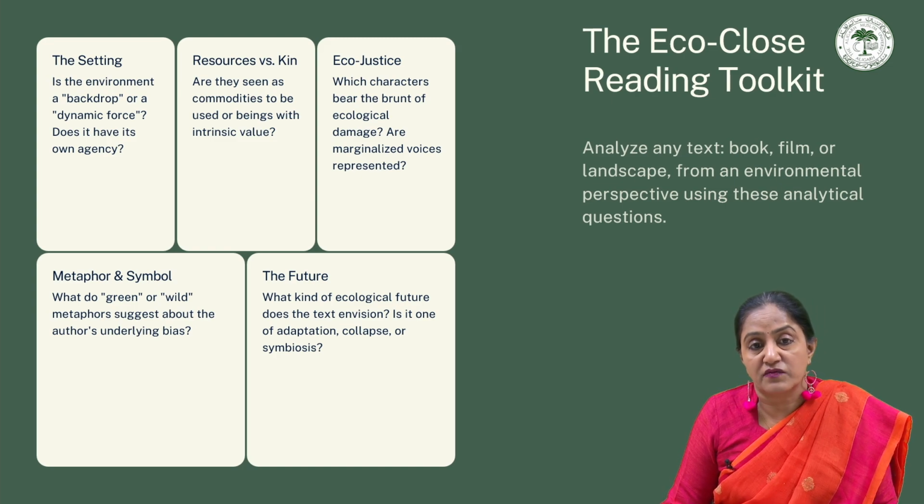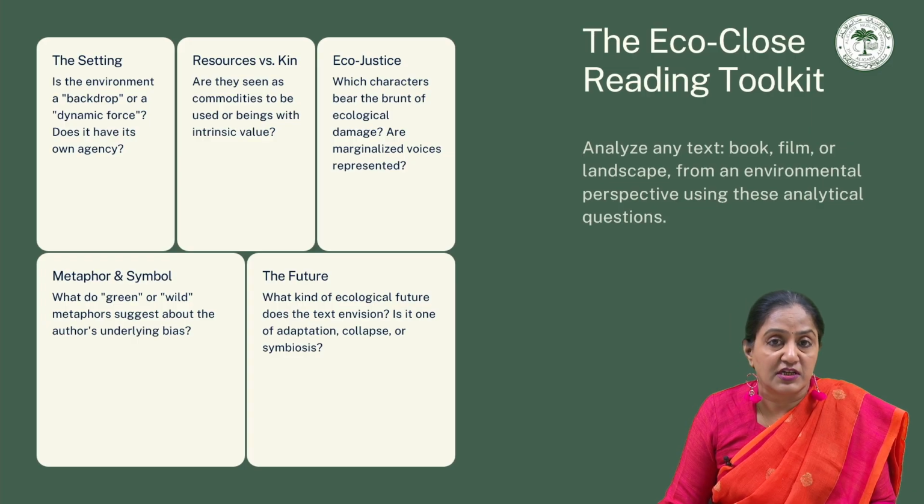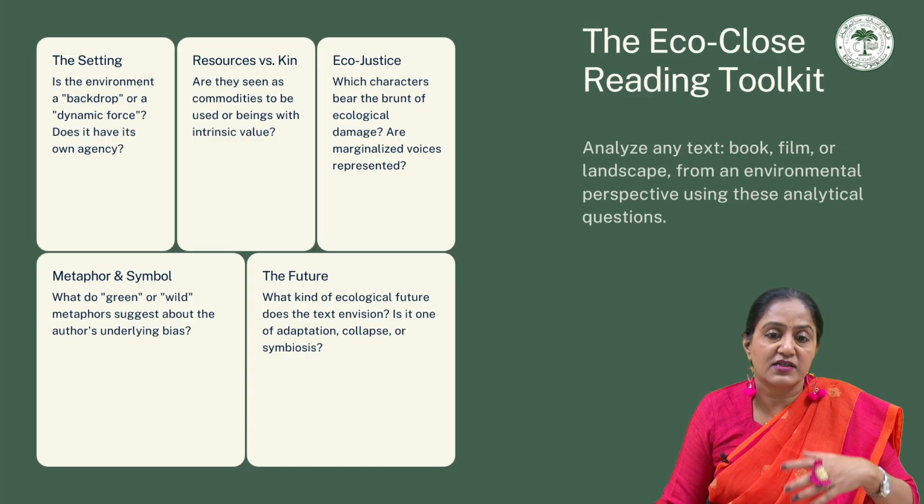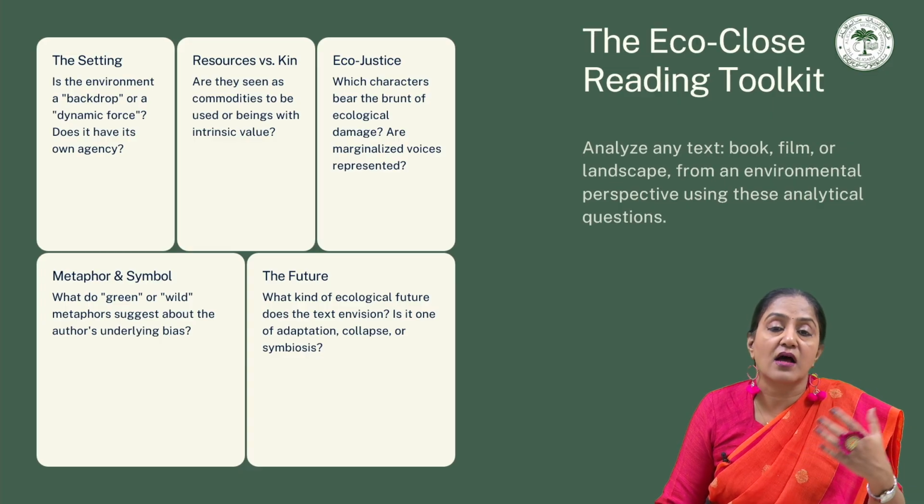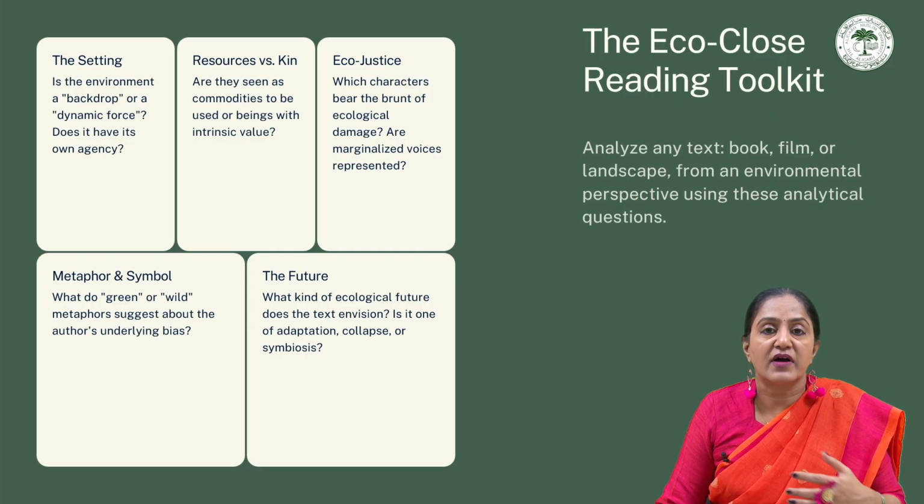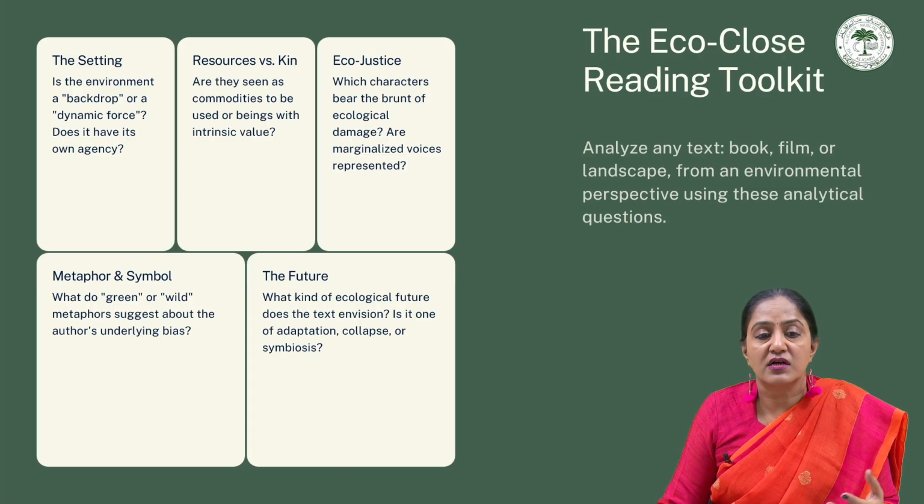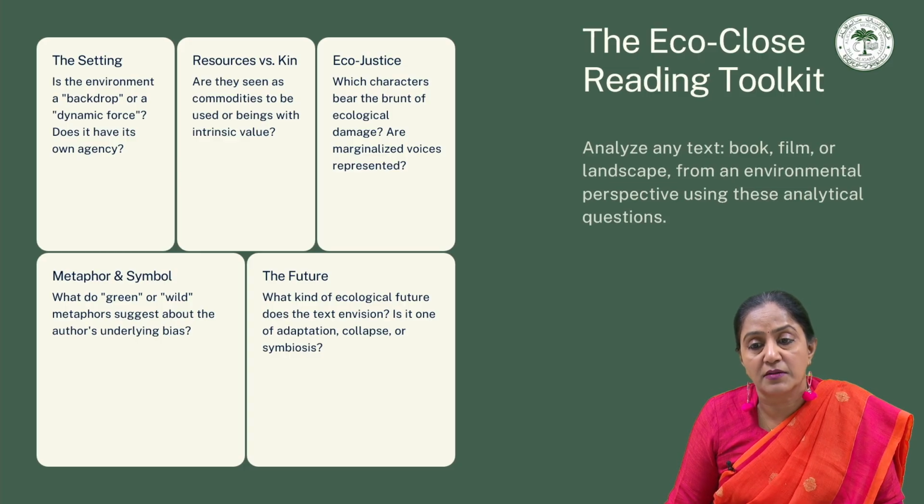The first question we ask is, is the environment merely a backdrop or a dynamic force? In many traditional readings, landscapes function merely as settings. A forest is simply where events occur. A river merely provides scenery. A mountain serves as a picturesque background. Eco-critical reading challenges this assumption. We ask whether the environment actively influences characters, actions, and outcomes.